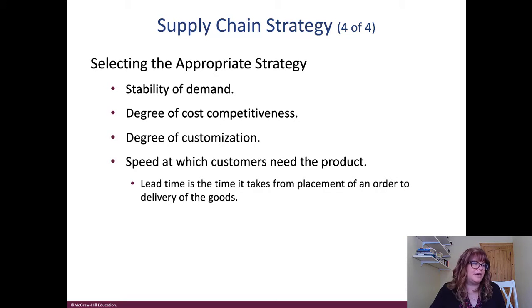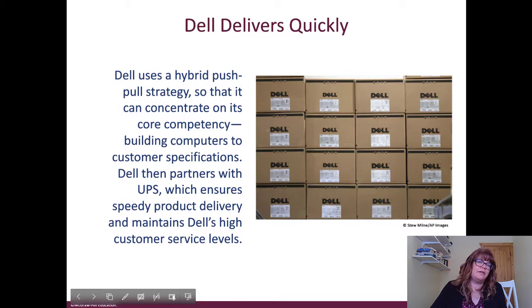A pull or hybrid strategy would be a good choice for a company that competes on either A, its ability to deliver customized products, or B, a high level of customer service built on manufacturing and distribution flexibility. Lead time is the time it takes from placement of an order to delivery of the goods. If customers want a short lead time, the company will need to have products already made and ready to deliver. A push strategy is best for that scenario, or for this scenario. And then companies can use different strategies depending on their product or service. So here's how Dell delivers quickly.